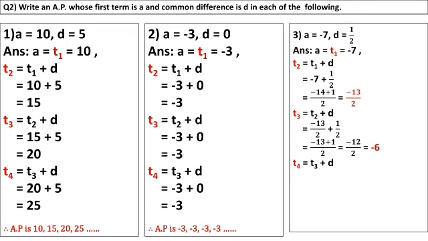T3 plus D. T3 value is minus 6 plus 1 upon 2. Again mixed number, 2 6s are 12, plus 1 upon 2. So 12 minus 1 we get minus 11 upon 2. If we divide minus 11 upon 2 we get minus 5.5, or you can keep in the fraction form also. Therefore AP is minus 7, minus 13 upon 2, minus 6, minus 11 upon 2.